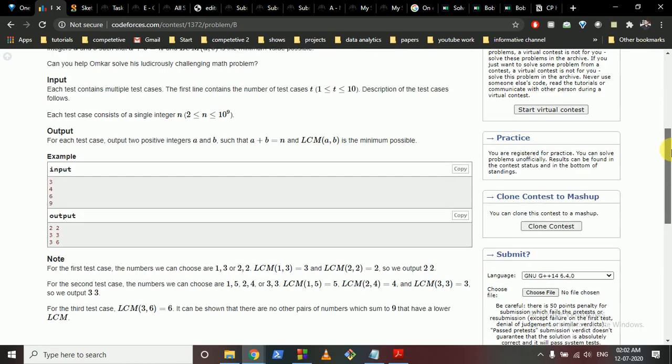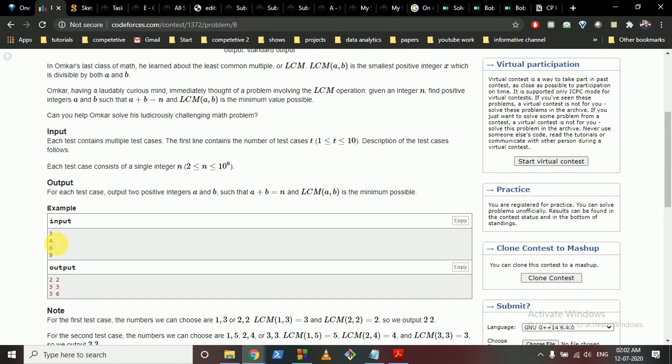As you can see in this example, for 4 it's 2 and 2, the sum is equal to 4 and the LCM is just 2. And similarly, the LCM for this one is 3. So you can easily observe that for even n the answer is the same, but for odd n there is some difference. So we will move down to the drawing board to make it more clear.